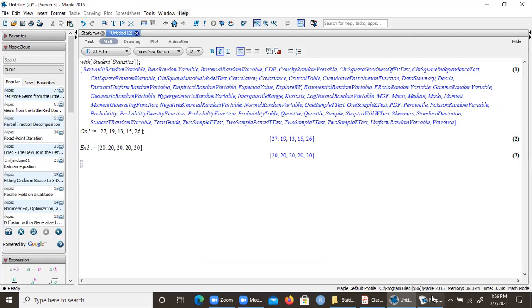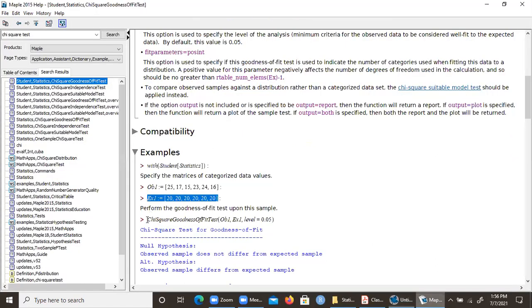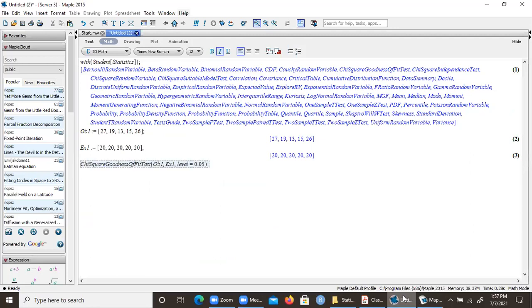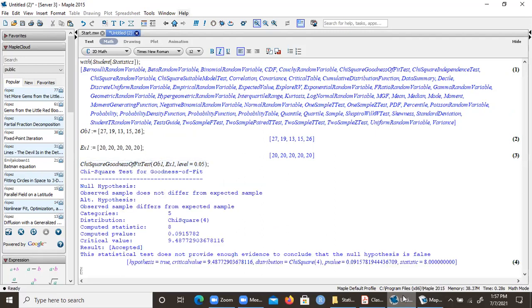Once this is done, the command which will calculate the chi-square statistic of goodness of fit is this one. People who use this mathematical software try to remember this command. If you cannot remember the command, no problem. Maple help is always there. It will help you to find out the command when it is required. Once I write this command, I finish it with a semicolon and enter. And once I enter, now you just see what it is calculating.